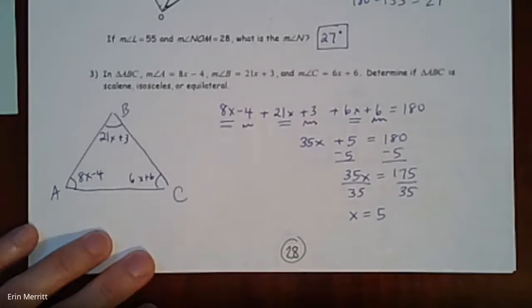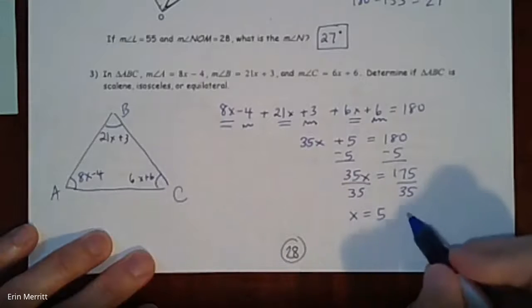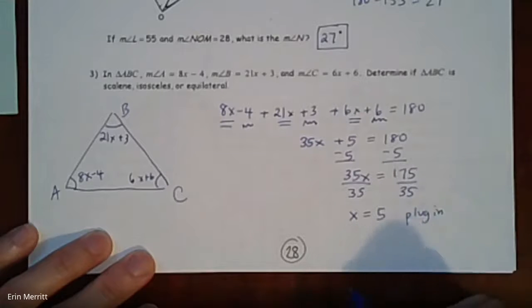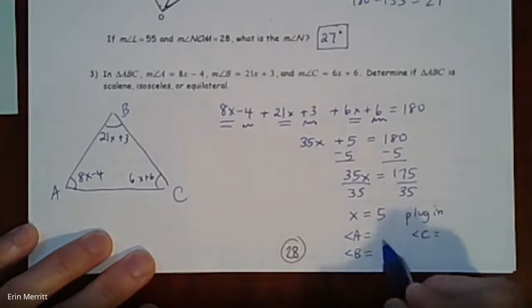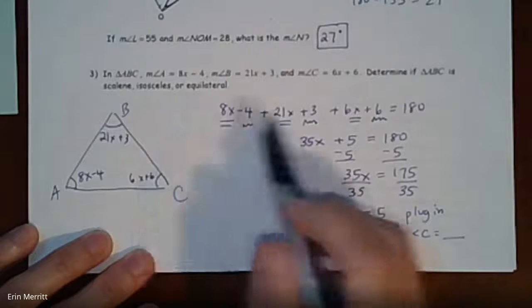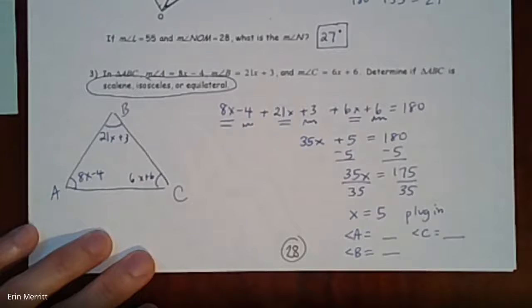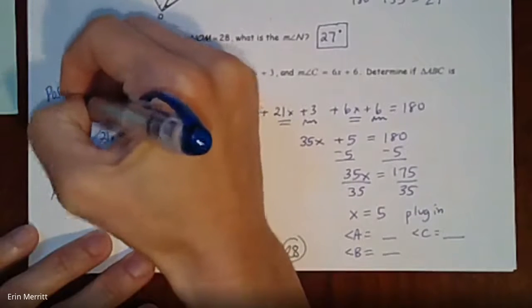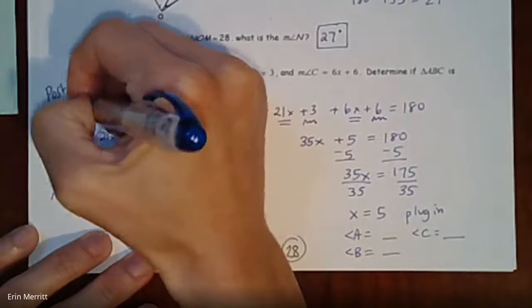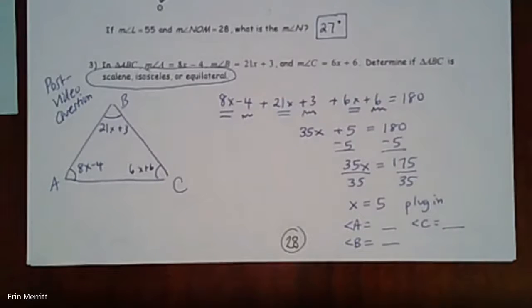From here, to be able to finally answer the question, though, you have to be able to figure out what the angle measures are. So plug back in. You should be able to find what angle A is, what angle B is, what angle C is, and then ultimately decide, is the triangle scalene, isosceles, or equilateral? That is going to be the post-video question. So finish this guy up so that you can answer anything I ask about question 3 there.